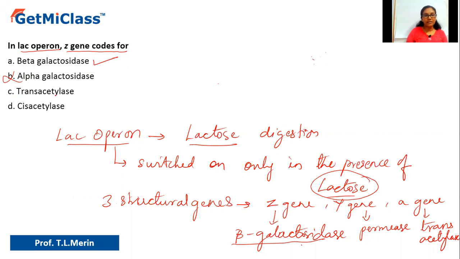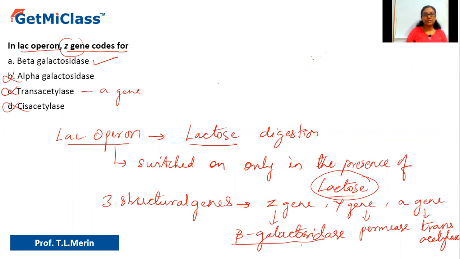Option C says trans acetylase. There is a gene for trans acetylase, that is A gene. But they are talking about the product of the Z gene. So trans acetylase is not the product of Z gene. It is the product of A gene. Hence it is ruled out. Option D says cis acetylase. Again, there is no gene in case of Lac Operon for cis acetylase. So hence it is ruled out.